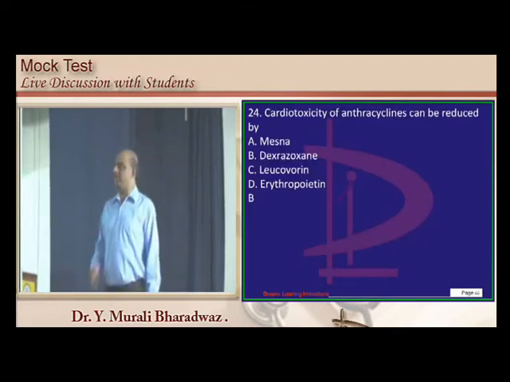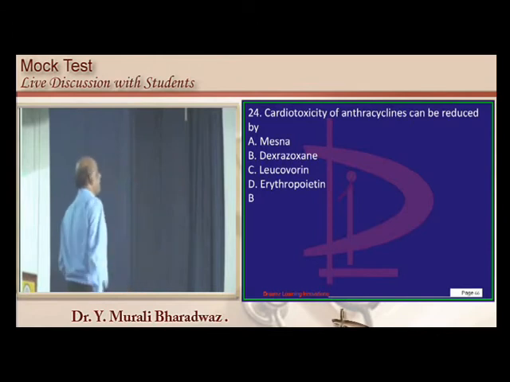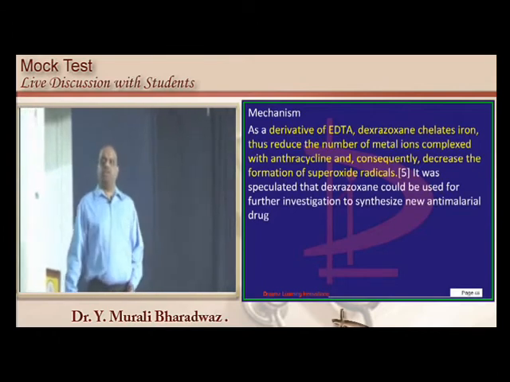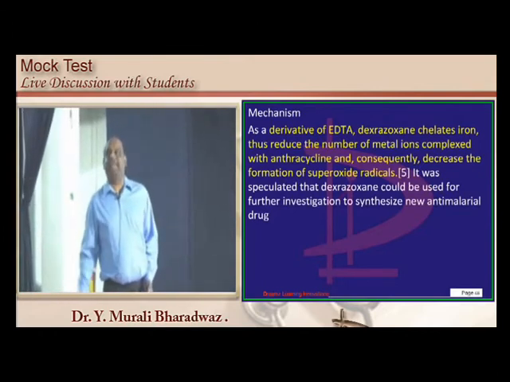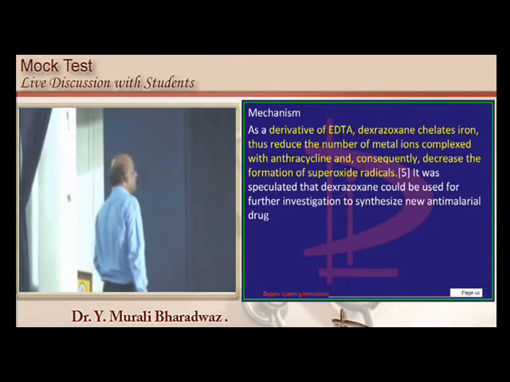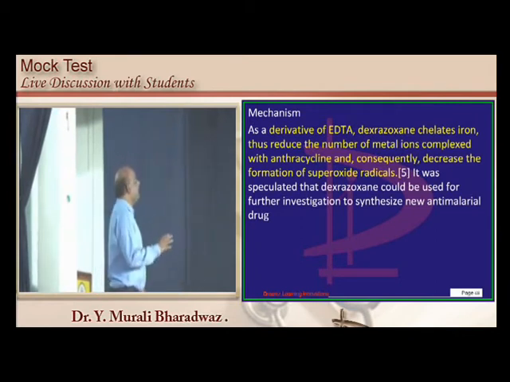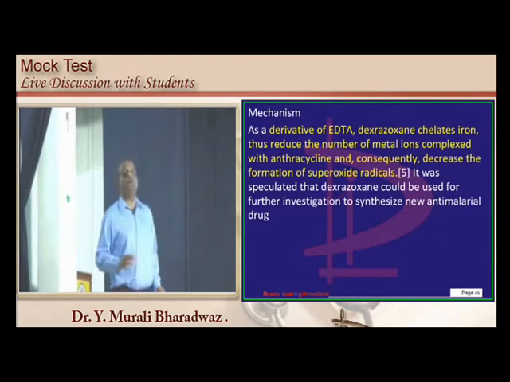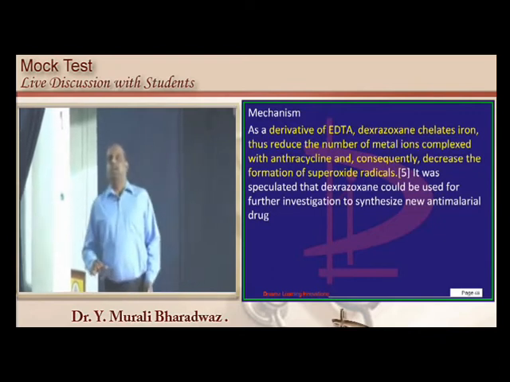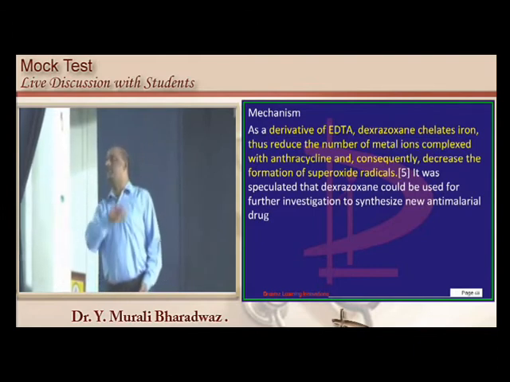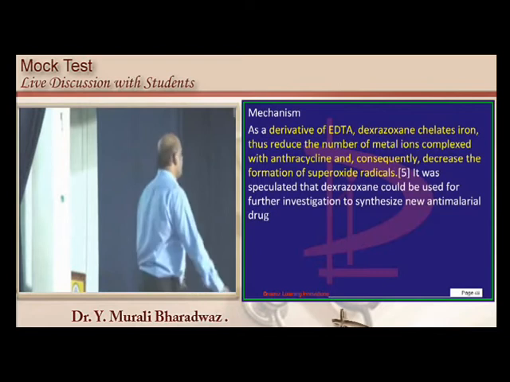Anthracycline cardiotoxicity is prevented basically by dexrazoxane. And what is the mechanism? Dexrazoxane is a congener of EDTA, and it will basically be chelating the iron and reducing the metal ions complexing with anthracycline and decreasing the superoxide radical formation, which is mainly responsible for the anthracycline induced cardiotoxicity, is what you have to basically remember.